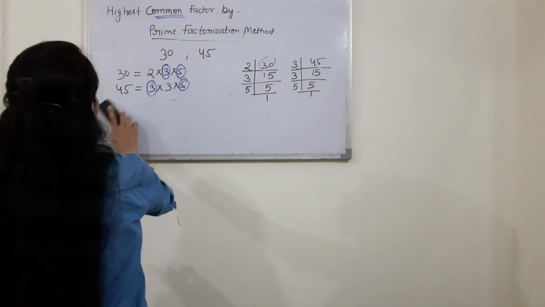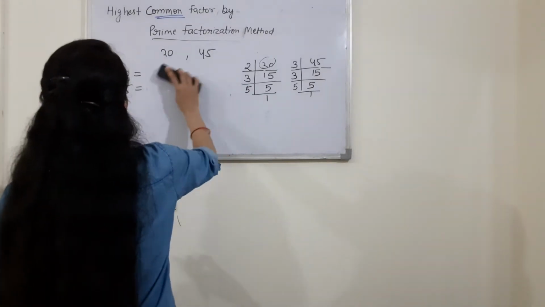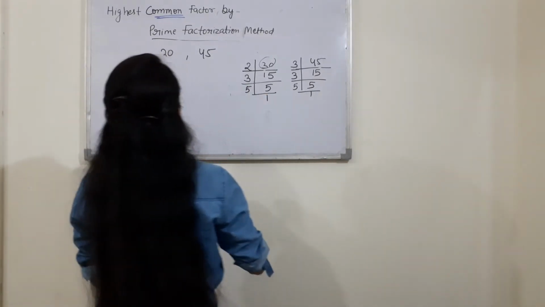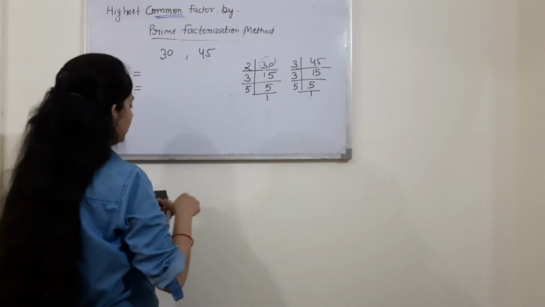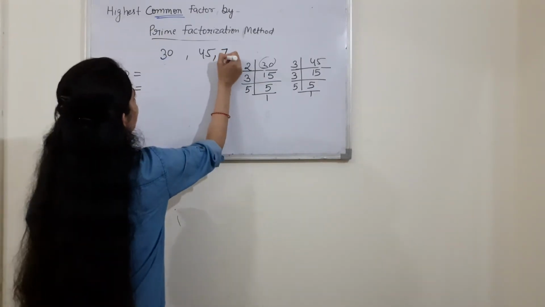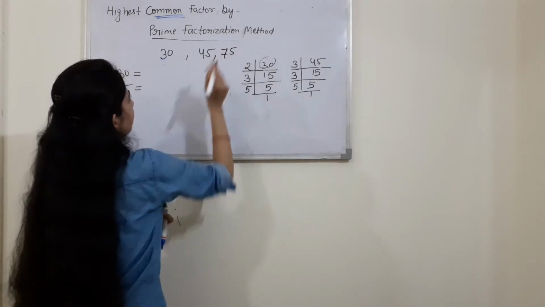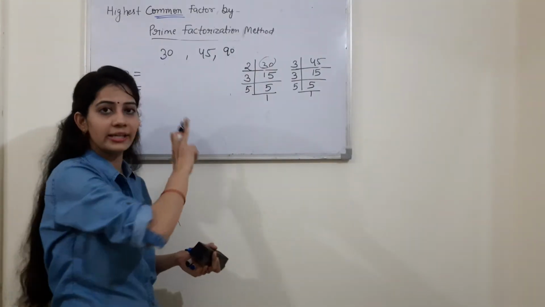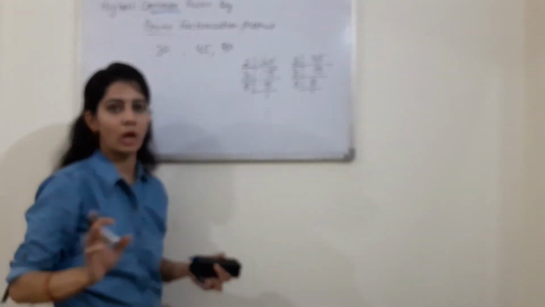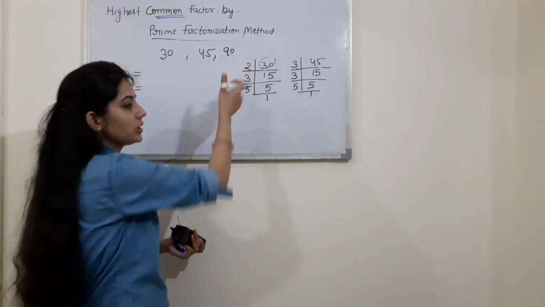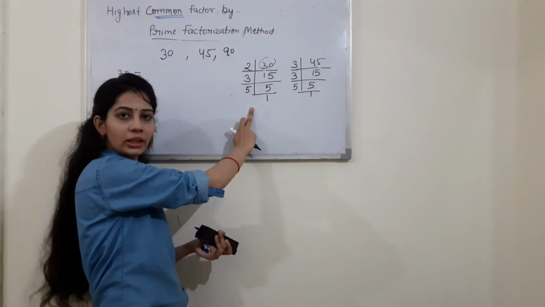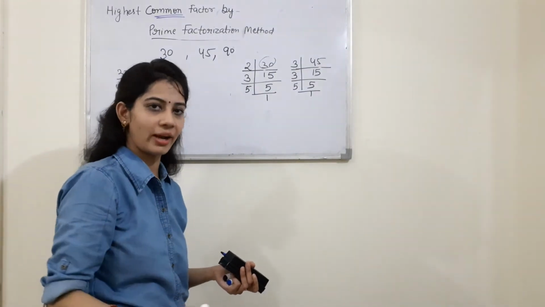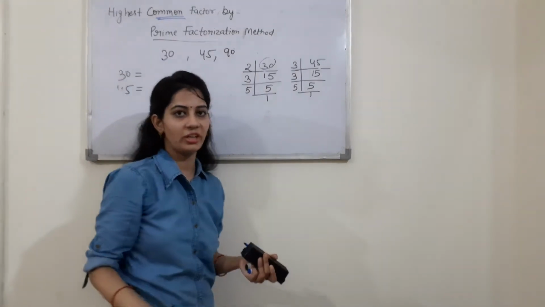So now see, now the numbers are 30, 45 and suppose it is 75, right? Or we can take it like 90, right? So now if I want to find out the highest common factor of these 3 numbers, how will we do it? See, first factorize the first number, that is your 30, in the same way in the form of prime factors, okay? Then 45 we have already done.